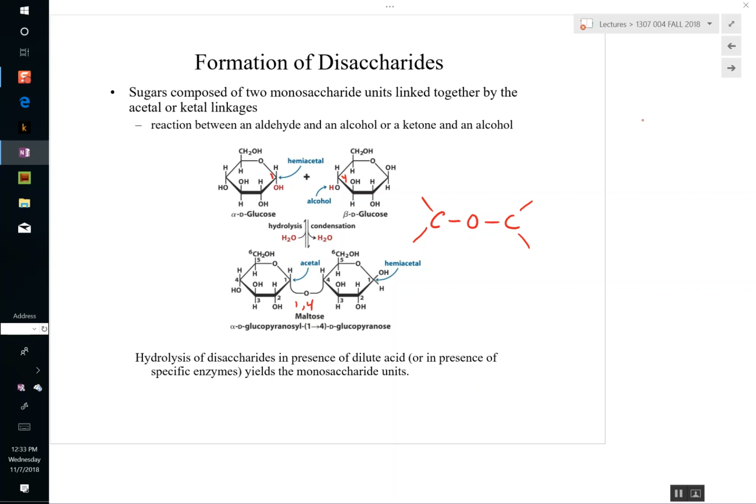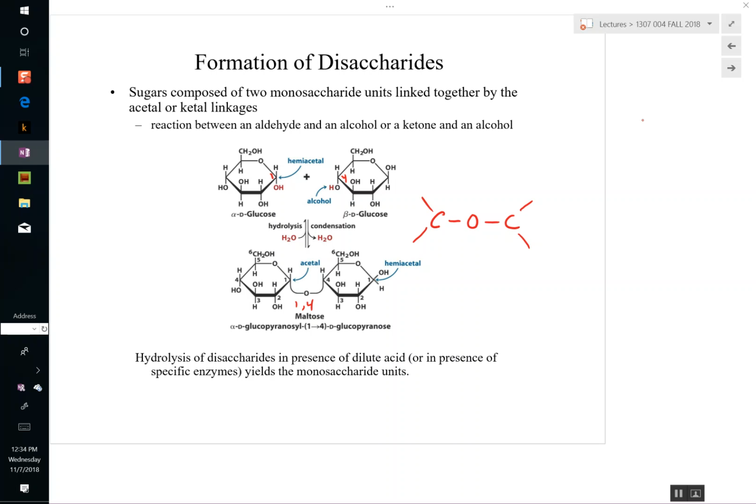And yesterday or Monday when you were making your Haworth projections of glucose, some of you had alpha D-glucose and some of you had beta D-glucose, and I said don't worry about it, don't change it, that's what it is. They're both biologically active, and you can see it right here. Maltose is 2 glucoses, one alpha D-glucose and the other one a beta D-glucose.